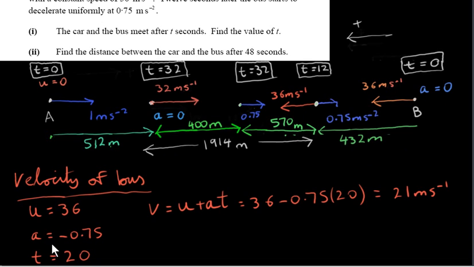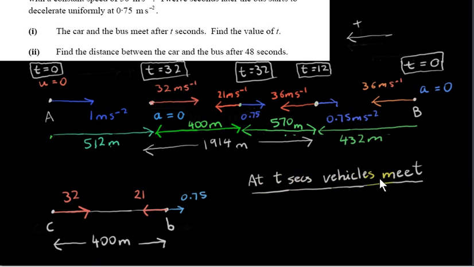So we have u for the bus. The acceleration is negative because we're taking directions here to the left as being positive for the bus. So a is minus 0.75, the bus is slowing down, and t is 20. It takes 20 seconds for the bus to go from here to here. That's 32 minus 12. Plug everything in, we get 21 meters per second. So now we have the velocity of the bus at t equals 32. So this is the magnitude of the bus's velocity. So these numbers that I'm writing are magnitudes.